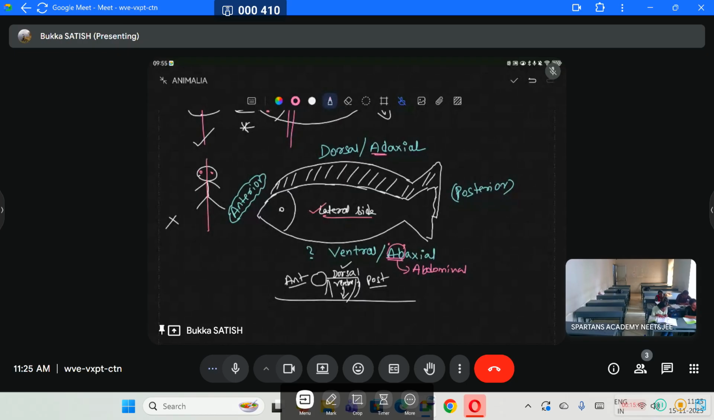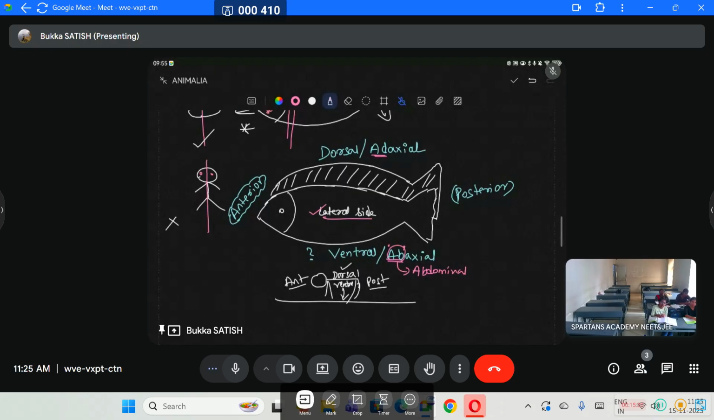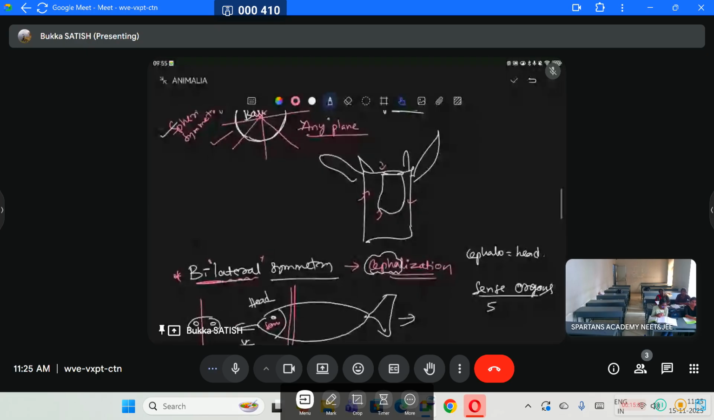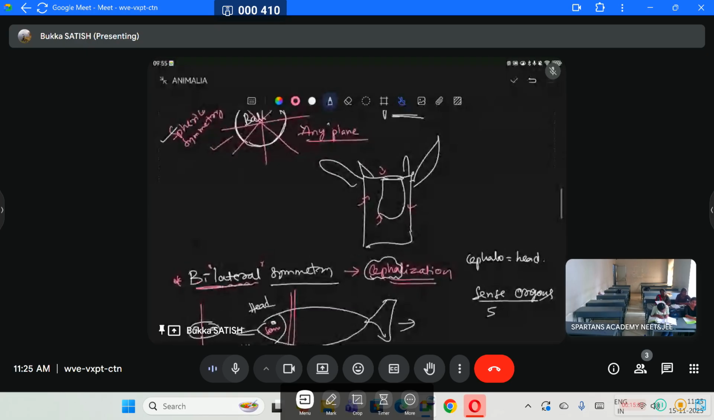So in all the discussions, we'll talk with respect to these sides only. We'll simply say anterior side, posterior side, and so on. Again, these sides are associated with only what? Bilateral symmetry. In radial symmetry, no such kind of sides. All lateral sides are same only, right? All these sides are same only.